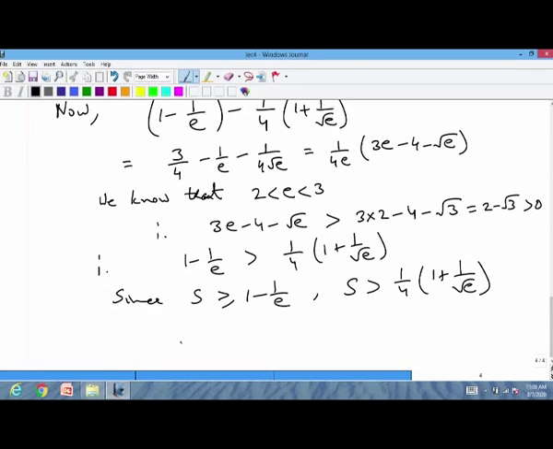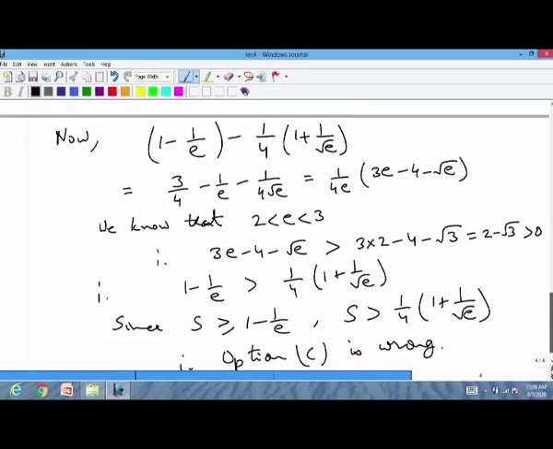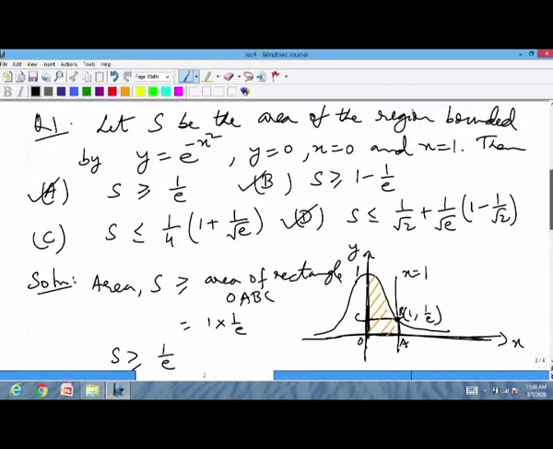So, therefore, option C is wrong. So, this says that options A, B and D are correct and C is wrong.